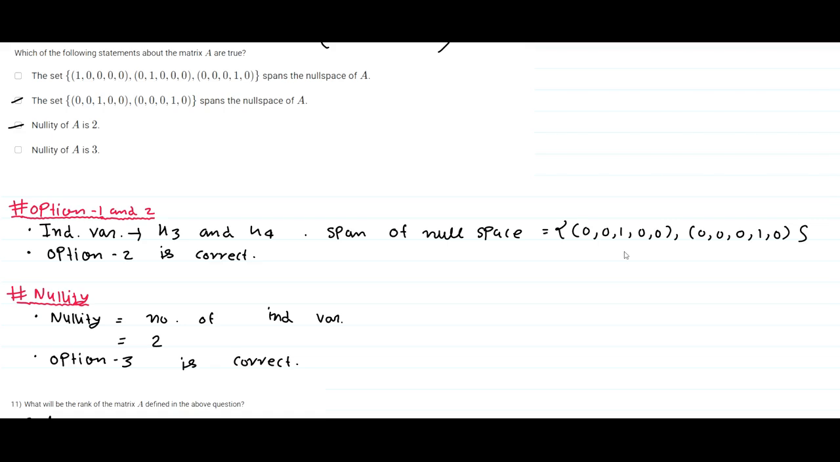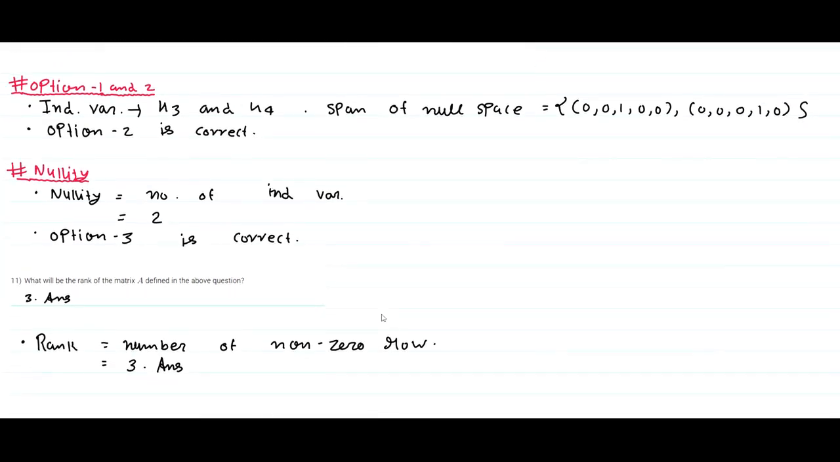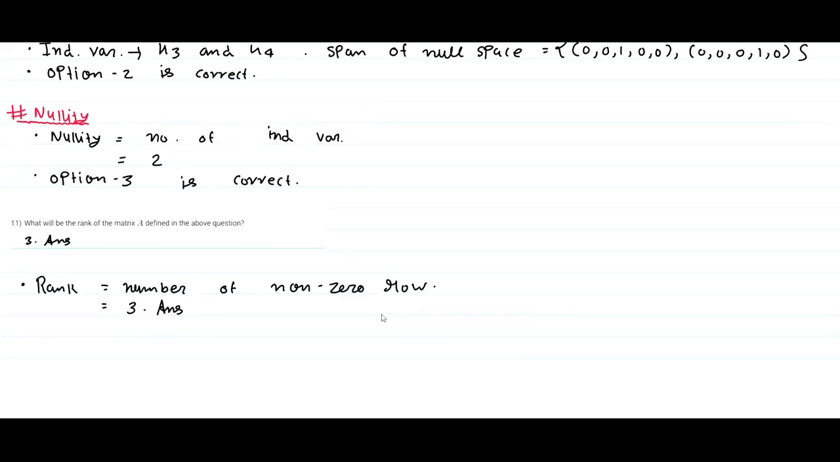Now the last 2 options ask about the nullity of the given matrix. We know that the nullity is basically the number of vectors in a null space, or basically the number of independent variables after the reduced row echelon form. Hence its nullity is going to be 2. It means that option number 3 is also correct. So the correct options for question number 10 are option number 2 and option number 3.